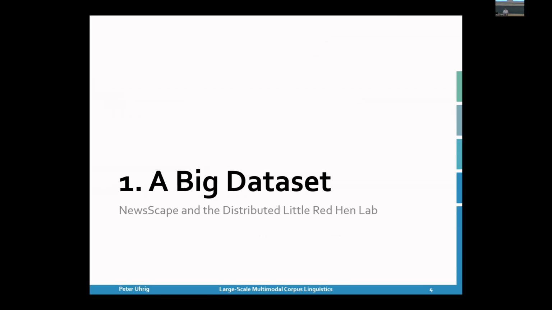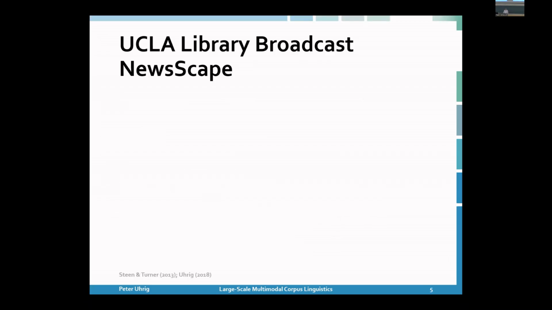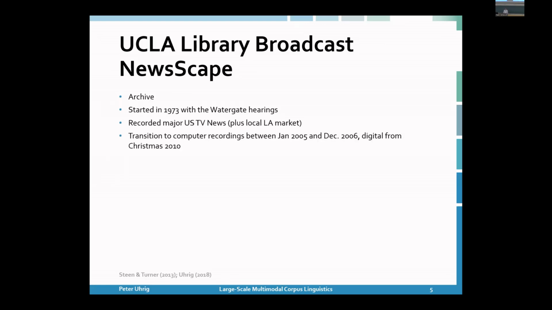Where does all this data come from? Well, I'm using the UCLA Library Broadcast NewsScape, which is an archive. So they just collect TV news. They actually started in 1973 with the Watergate hearings. They said, oh, this is so interesting, we need to record this. And they bought tape recorders and recorded it. And then during the 1970s, 80s, 90s, they recorded national TV news and local news on videotapes. This data set I'm currently not using. They transitioned to computer recordings in 2005, 2006.